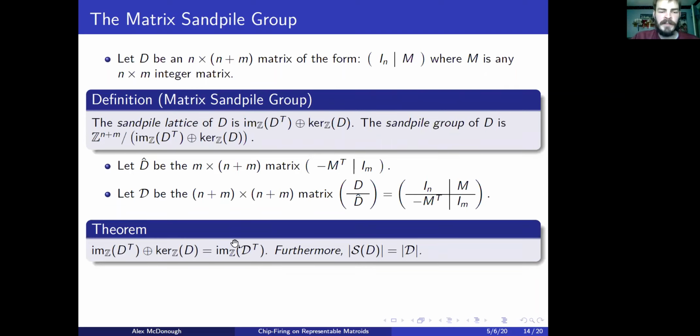It basically comes from the fact that we're dividing Z to the n plus m by this lattice, and then you use some linear algebra results to say that the size of the group is exactly the determinant of fancy D. And the reason why we care about the size of this group is because, remember, the size of the group in the graphical case was super interesting because it gave us the number of spanning trees. So we're hoping to get some similar interesting result here when we're looking at the size of this more general sandpile group.